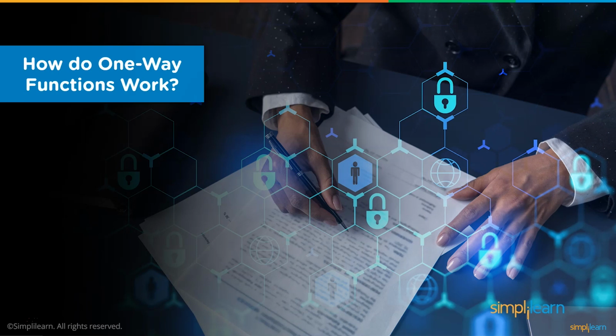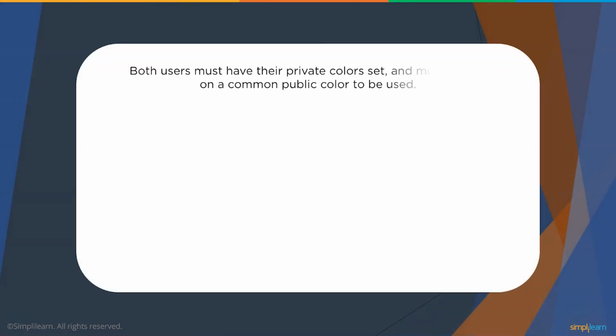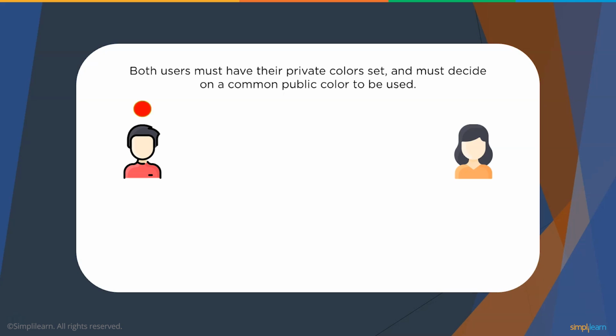To better understand how the one-way functions work, let's take a look at this exchange process using color theory. Initially, both the users must have a private color decided on their own, and it should not be made public, even to the user with whom we will be exchanging keys. Let's say the first user has a private color as red, and the second user has the private color as blue. Next, they should have a common public color, which can be decided over insecure channels if need be. In this case, we are choosing this common color to be yellow.